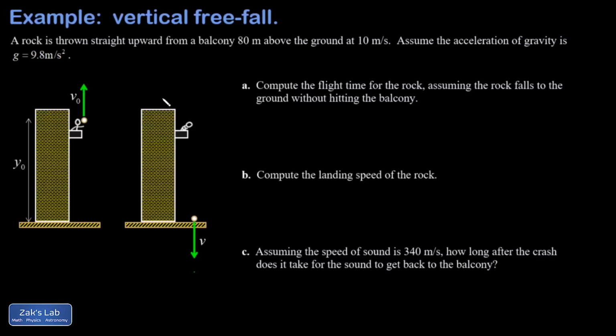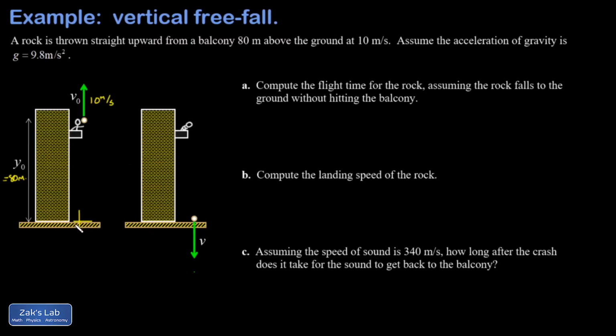In this video, we cover a vertical freefall problem where I have a person throwing a rock upward from the edge of a balcony. So our initial speed here is 10 meters per second, and the initial height of the rock is 80 meters. And we're told to assume the acceleration of gravity is exactly 9.8 meters per second squared.